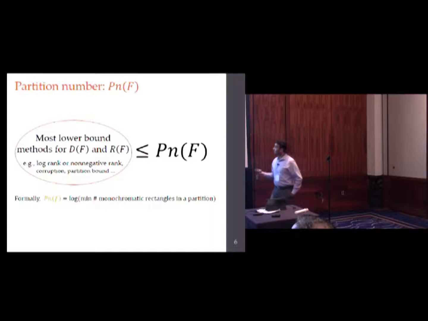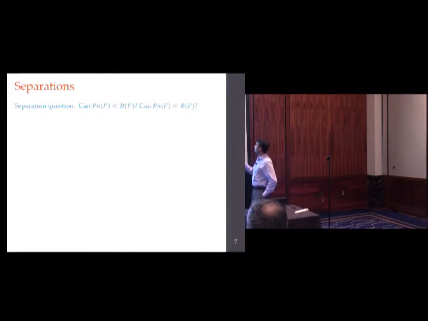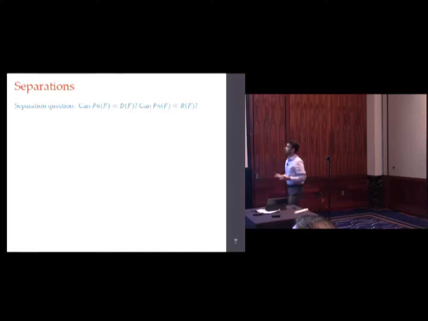So why should we care about upper bounds on every lower bound technique? Because then we can ask the separation question, which is, again, can this partition number be smaller than deterministic communication complexity or randomized communication complexity? And if it can be, this is going to be a problem, because this means all of our lower bounds are going to fail to prove good lower bounds, because partition number is an upper bound on all of the lower bound techniques. And if we separate it from the measures that we're trying to lower bound, that means there's always going to be a gap. And you're not going to have good lower bounds for some functions, at least for those functions for which we prove the separation.